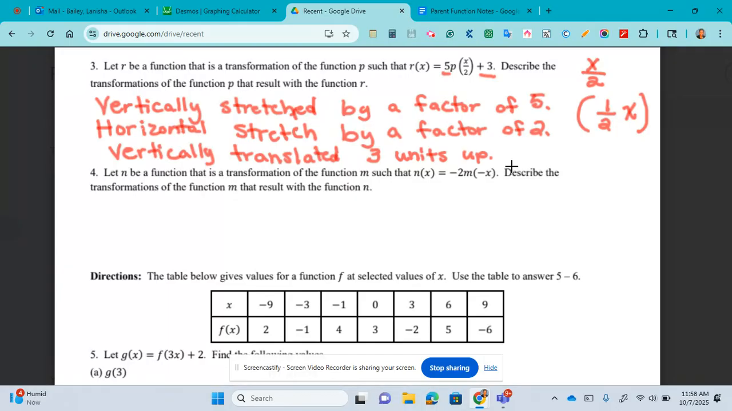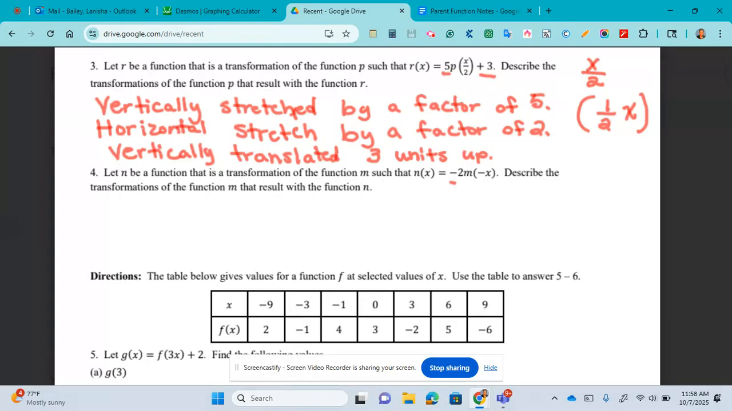Let n be a function that is a transformation of function m such that n of x is negative 2m of negative x. Describe the transformation of the function m that resulted in the function n. All right, so for this function, number 4, is that negative in front of the x or in front of the entire function? All right, so we're dealing with our x or our y?